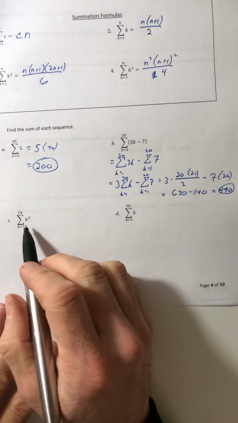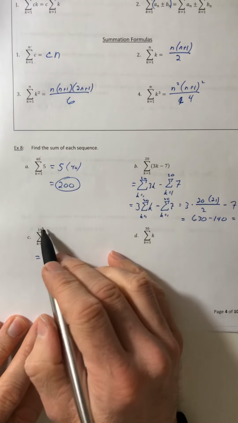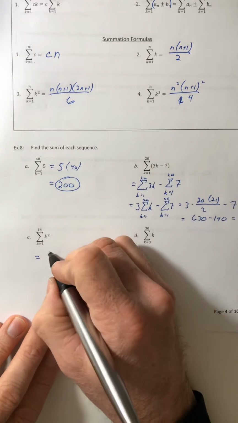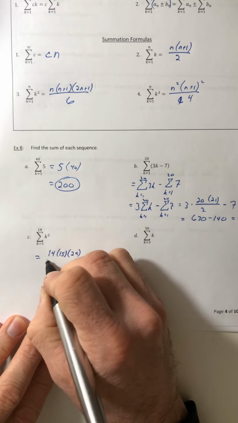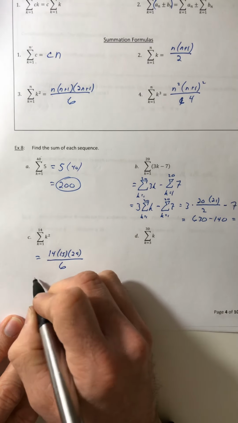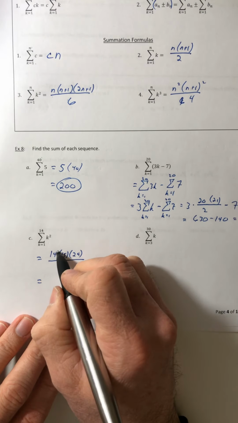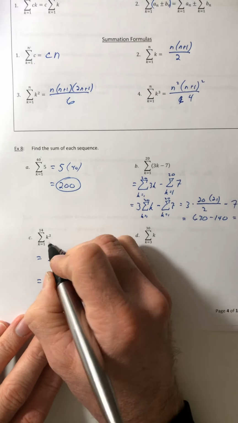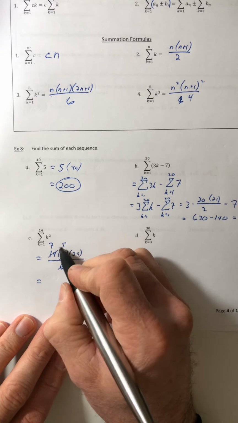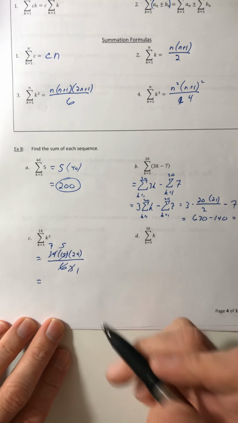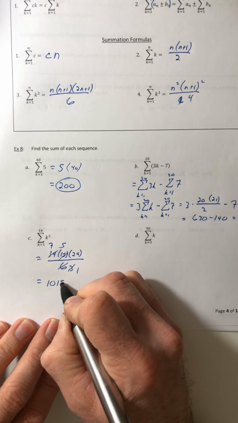Okay. For the k squared, I'm just going to follow the formula for k squared. So the 14 is your n. So 14 times 15 times 29 all over 6. If you start to play with this, you can take a 2 out of the 14 and the 6, and then you can take a 3 from the 3 and the 15. So 7 times 5 times 29, or 35 times 29, which is 1,015.